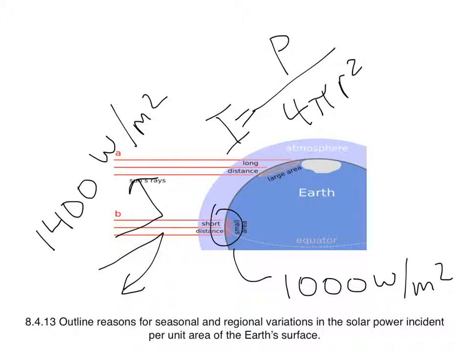Perhaps you can see from this graphic that we're only going to get the full amount of power if we're close to the equator, because at that location the sunlight comes in perpendicular to the Earth's surface. If we're up here at a higher latitude, you can see that the same amount of energy is spread out over a larger surface area, so the amount of energy per square meter will be less.